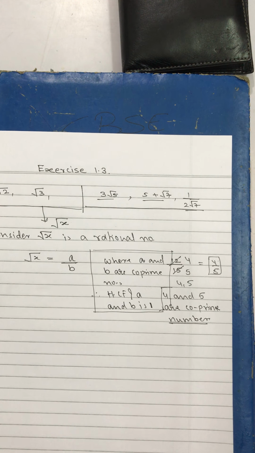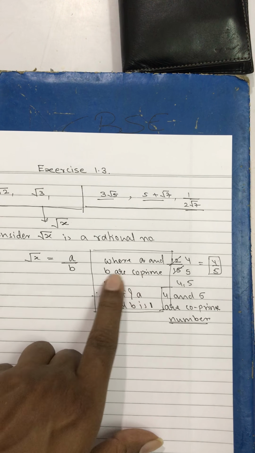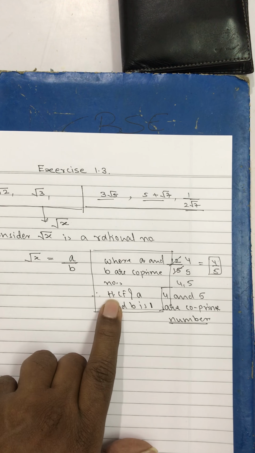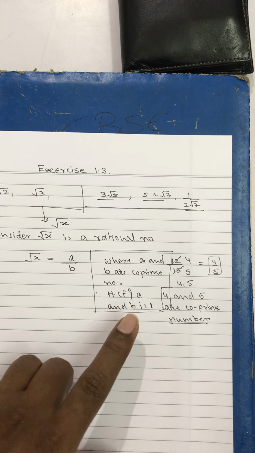So I will write root x in the form of a fraction, that is a upon b, and you have to bring it to the notice of the examiner where a and b are co-prime numbers, that is, HCF of a and b is 1. They don't have any common factor other than 1. This is exactly what we will break afterwards. As you solve further, you have to bring it to the notice that a and b have a common factor other than 1.